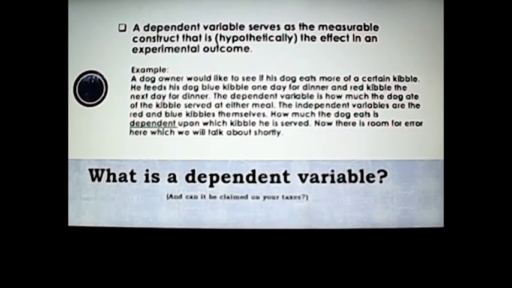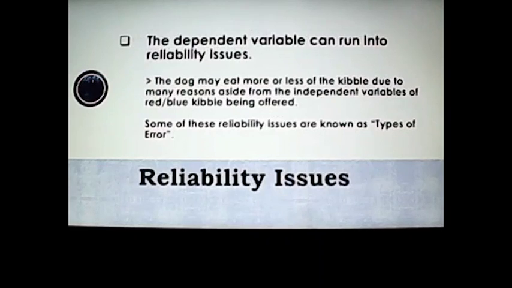So when you have dependent variables, you can always run into reliability issues. So for example, the dog may eat more or less of the blue kibble for many reasons aside from the independent variables of the red and blue kibble themselves. Some of these reliability issues are known as types of error.